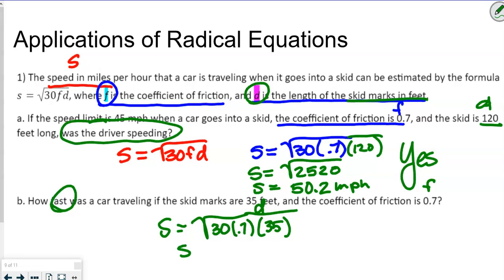When I multiply all those together, I get the square root of 735. And so my speed, when I take the square root of that, is 27.1 miles per hour. All right, let's go on to the next one.